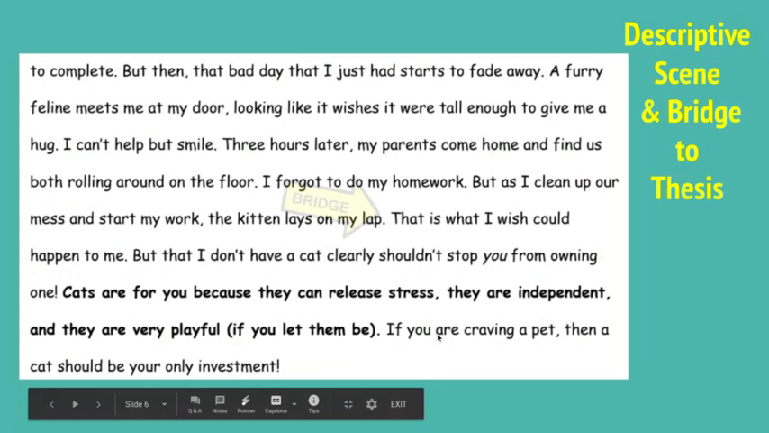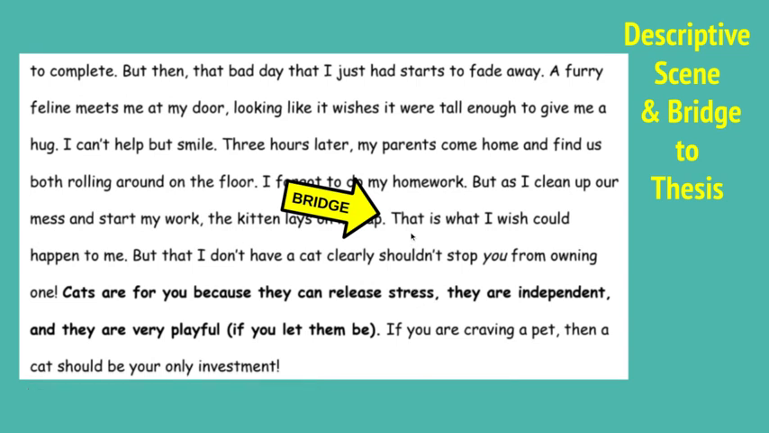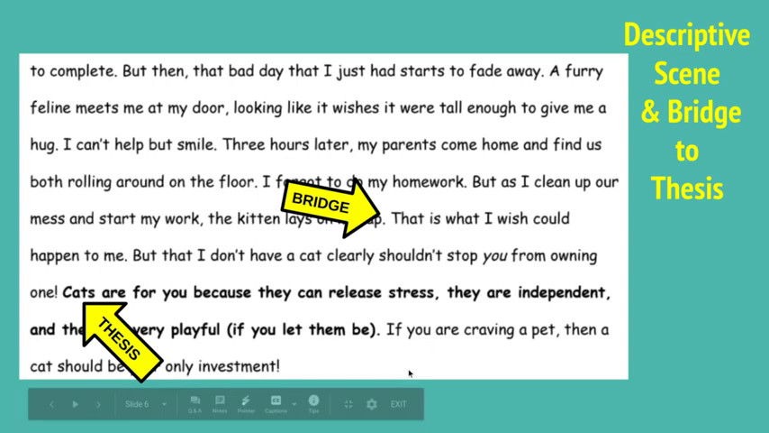Okay. So if you take a look at this one, they have a great descriptive scene. And in this particular case, the person does not have a cat, but they're explaining the scene that I've just explained to you. Well, that's what I wish could happen to me. But if you were to own a cat, then you would have this benefit.